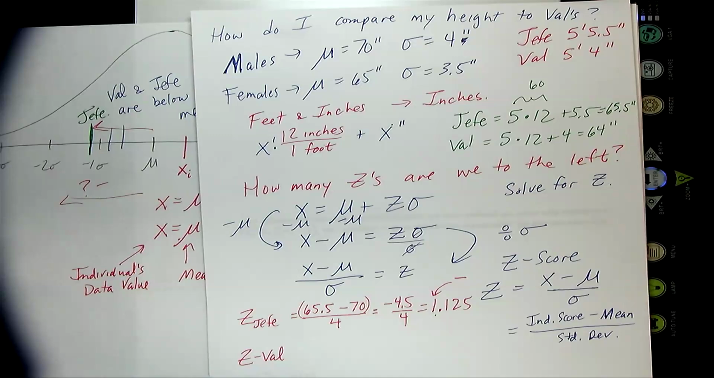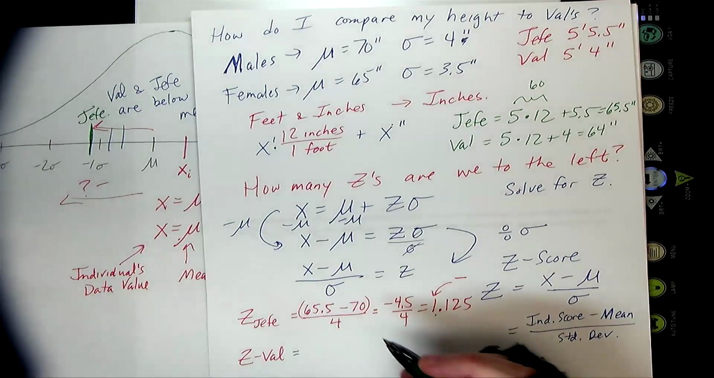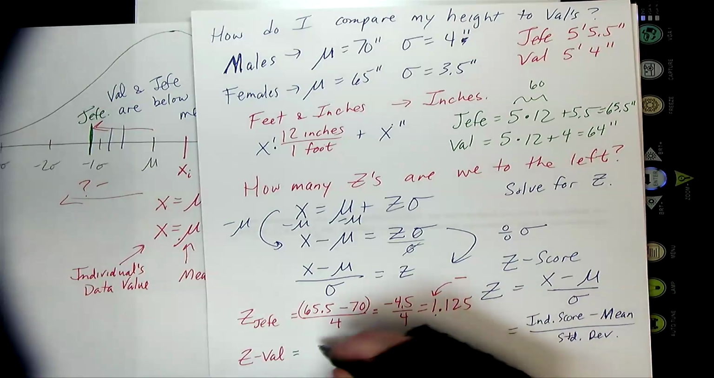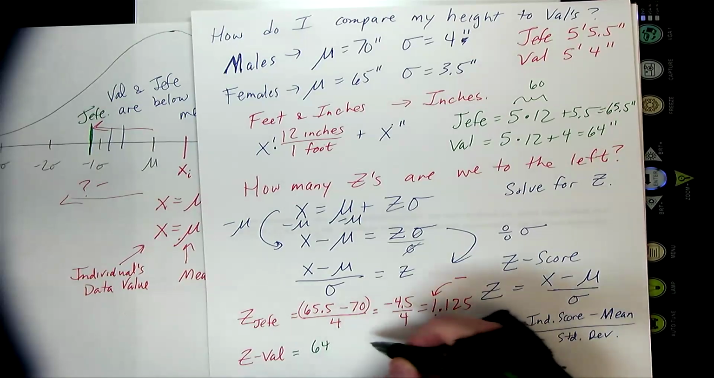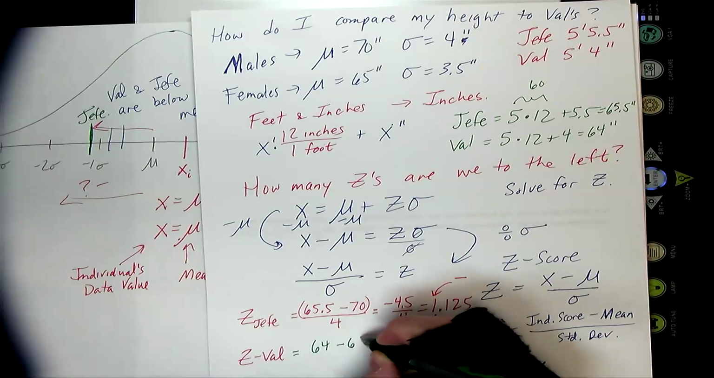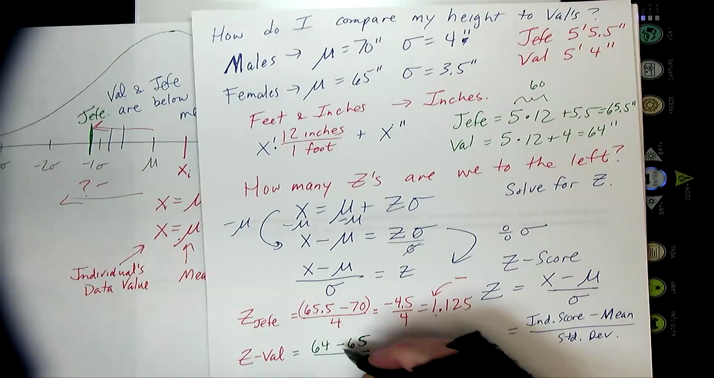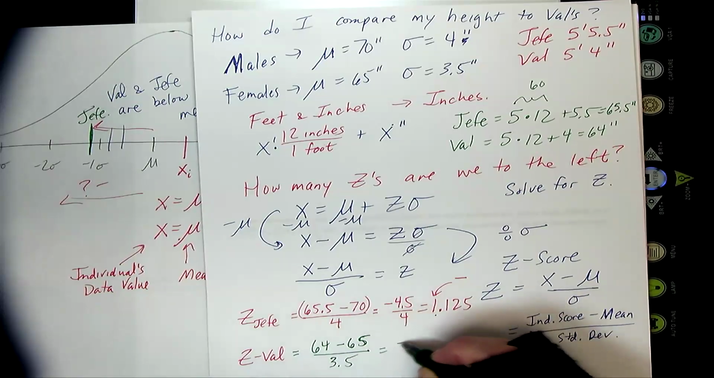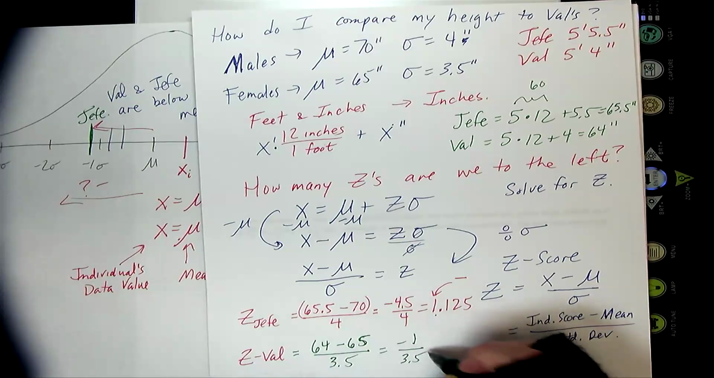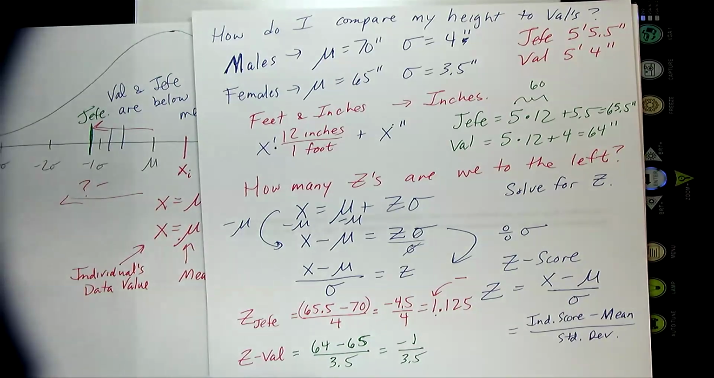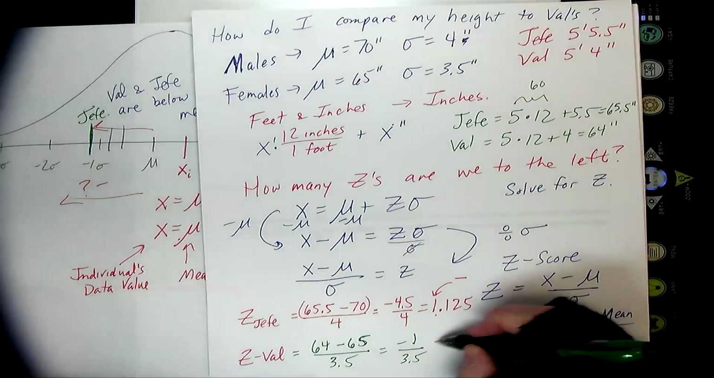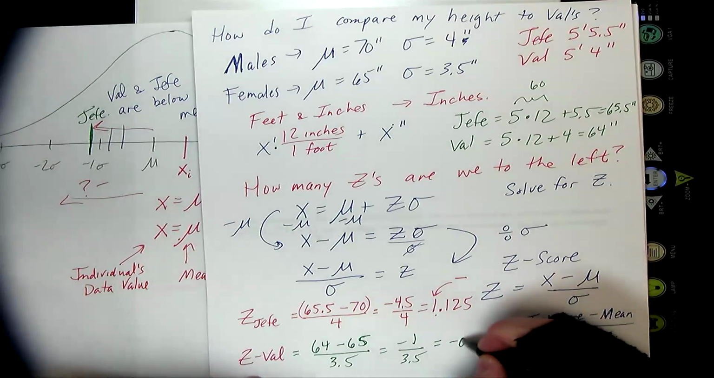Let's calculate Val's score. Val, she was 64 inches. The average height for females was 65 inches. This is not looking well for me. The standard deviation is 3.5 inches. This is negative 1 over 3.5, which has got to be like negative 0.3 or something like that. Negative 0.29.